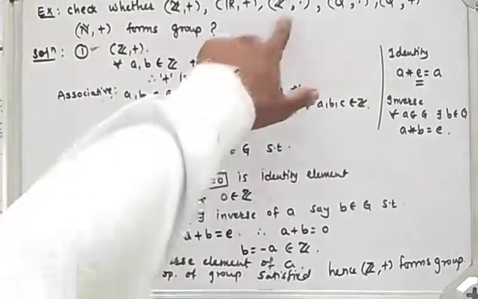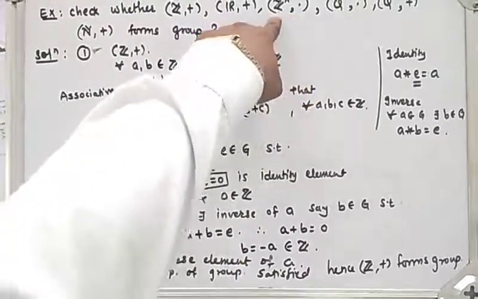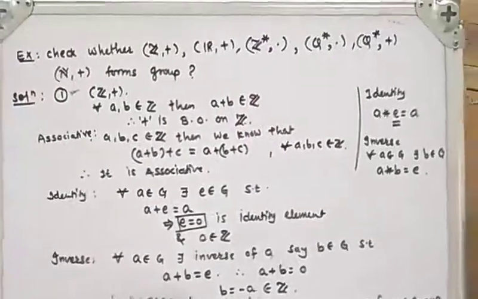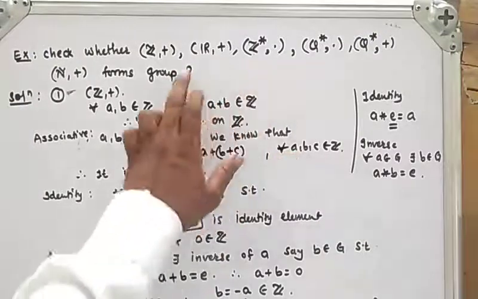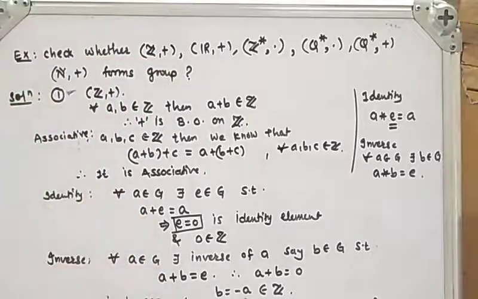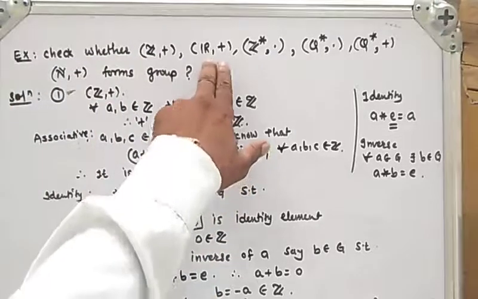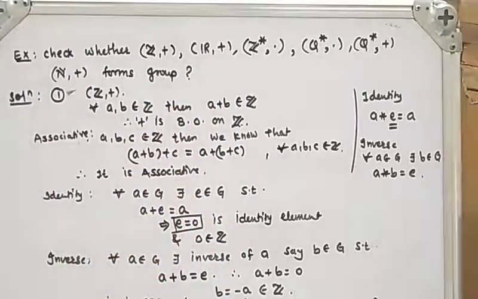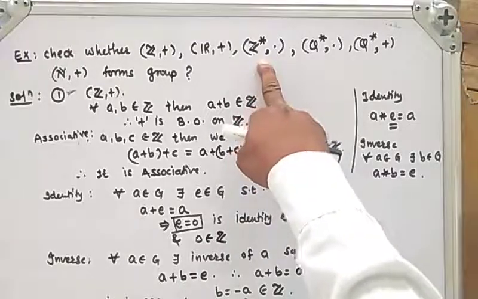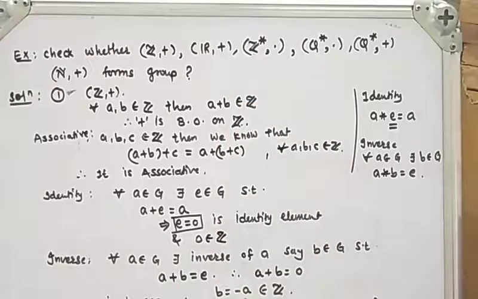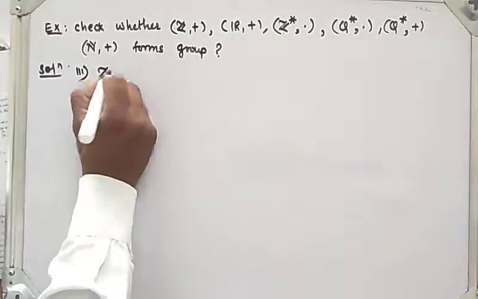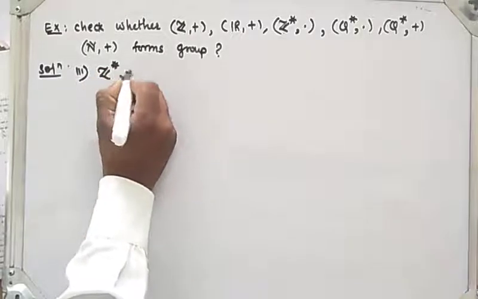Now let's check Z star under multiplication. Z star is the set of non-zero integers. In Z under addition we have checked all the properties which form a group, and in a similar manner R under addition again forms a group. Next we will check whether Z star under multiplication forms a group or not. Let's see the third, Z star under multiplication.